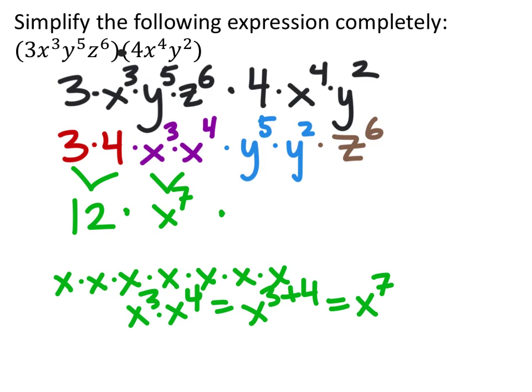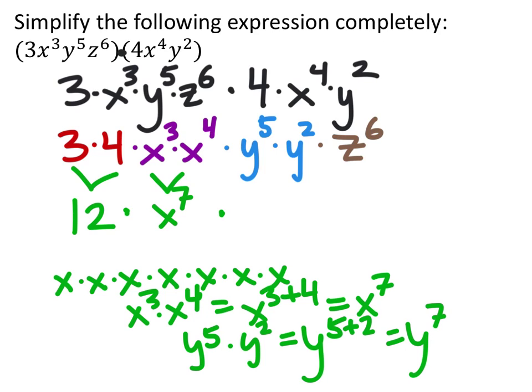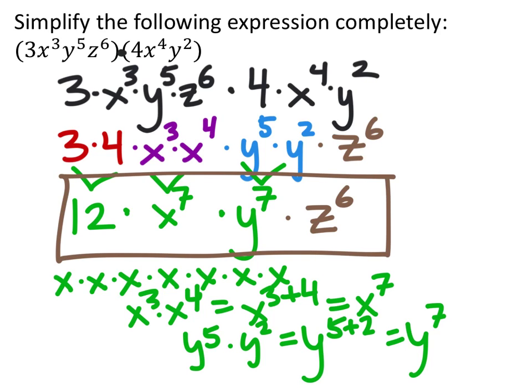So we can do the same thing for the y's. If we look at the y's, y to the 5th times y squared. So we have y to the power of 5 plus 2, which also is y to the power of 7. So there's that part as well. And of course the z to the power of 6, we didn't have anything to combine with it. And this is our final simplified expression.